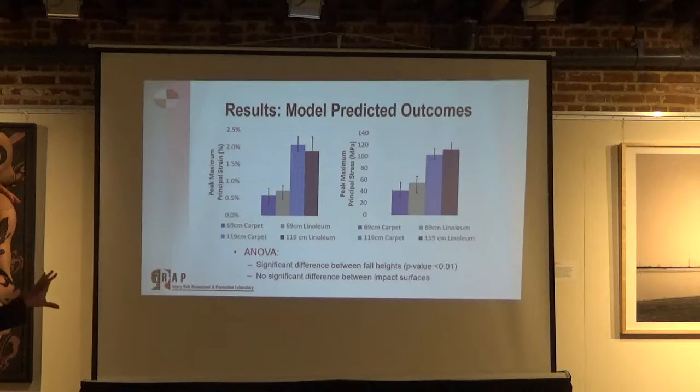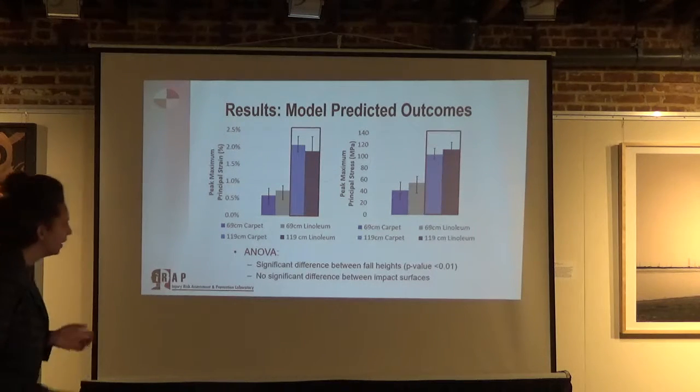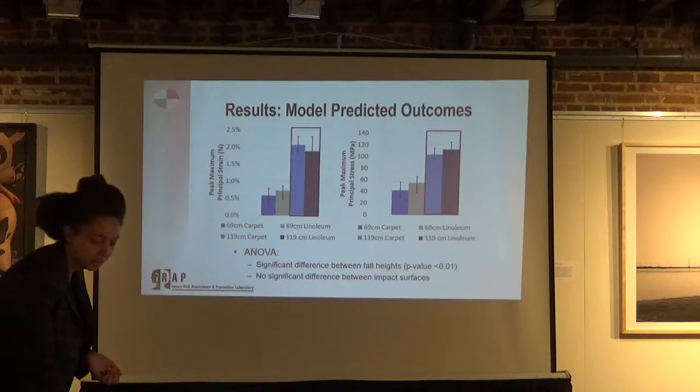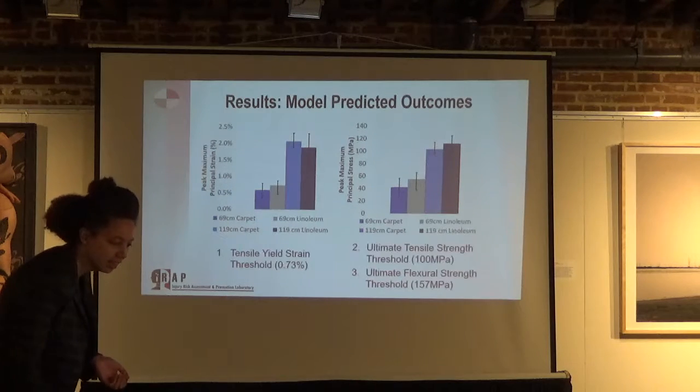So the figure on the left is the peak maximal principal strain for the 4 different scenarios, and on the right is the maximal principal stress. The greater fall heights are encircled in red just to help you visualize that a bit better. The results of the ANOVA indicated that there's a significant difference between the fall heights for these outcomes, while there's no significant difference between the impact surfaces.